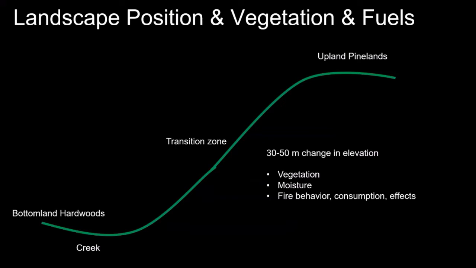Bottomland hardwoods, or I might call them broadleaves, can be anywhere from sweet gums, dozens of species, maples and tulip poplars. In the upland pines, it's predominantly loblolly pine at the Hitchiti, but can also be shortleaf pine and a little bit of longleaf, and in the transition zone, it can be a little bit of both, really. This elevation change also can influence the moisture along that gradient, and all these together influence fire behavior and fire effects.